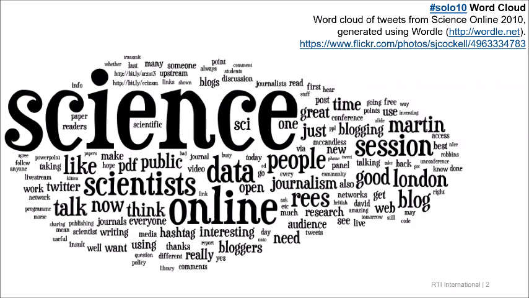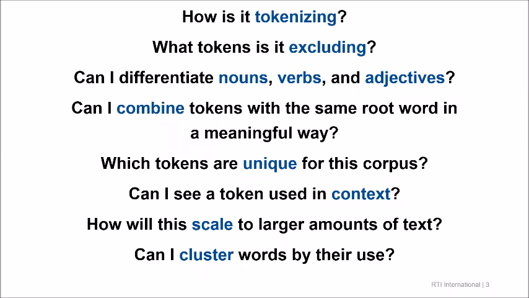So to summarize my issues with the word cloud, it's a good first start, but it always leaves me asking a bunch more questions about the data that I have. Some questions like, how is it tokenizing? So how is it breaking the text into those individual words? What tokens might it be excluding? You'll notice we didn't see words that we would expect to be in there, like the. It's obviously excluding something. That might be something that we want to know.